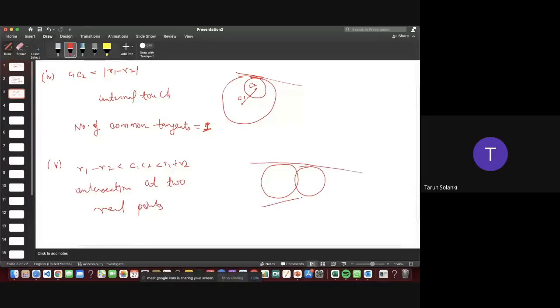They both will touch. So the figures are not to scale.